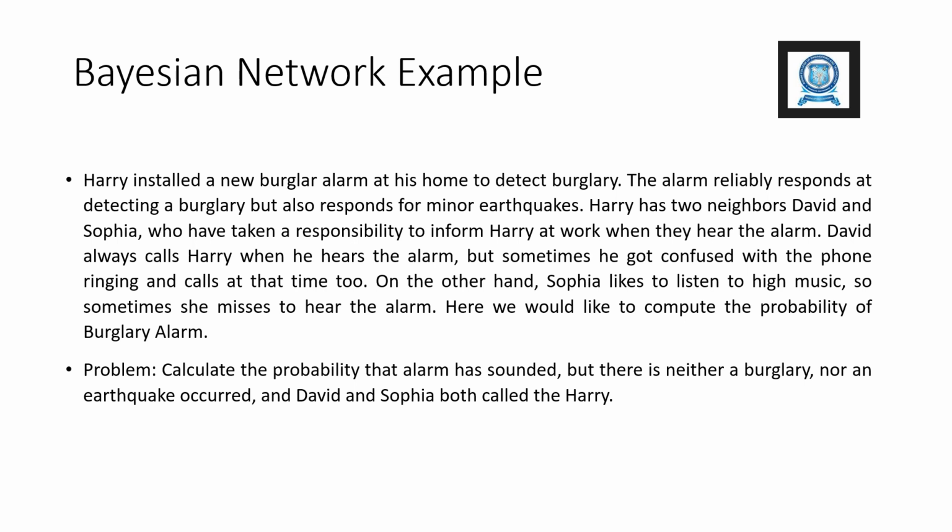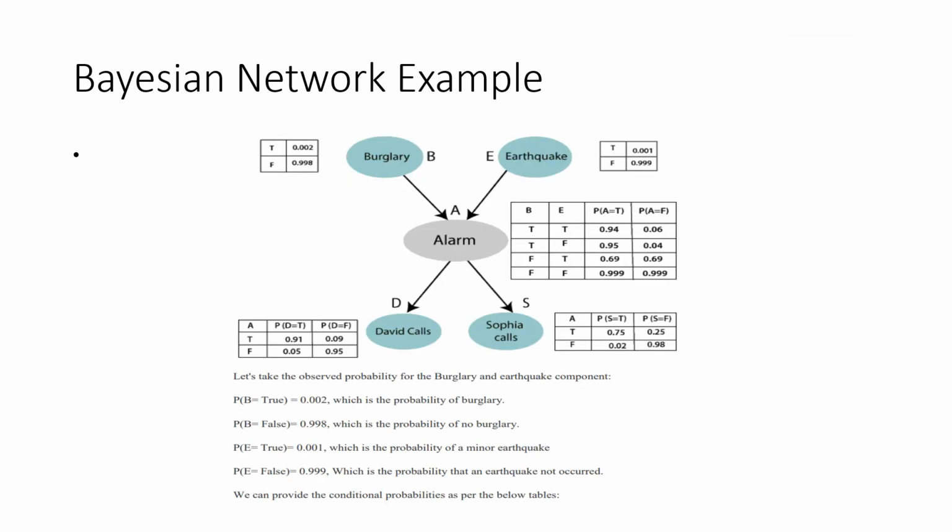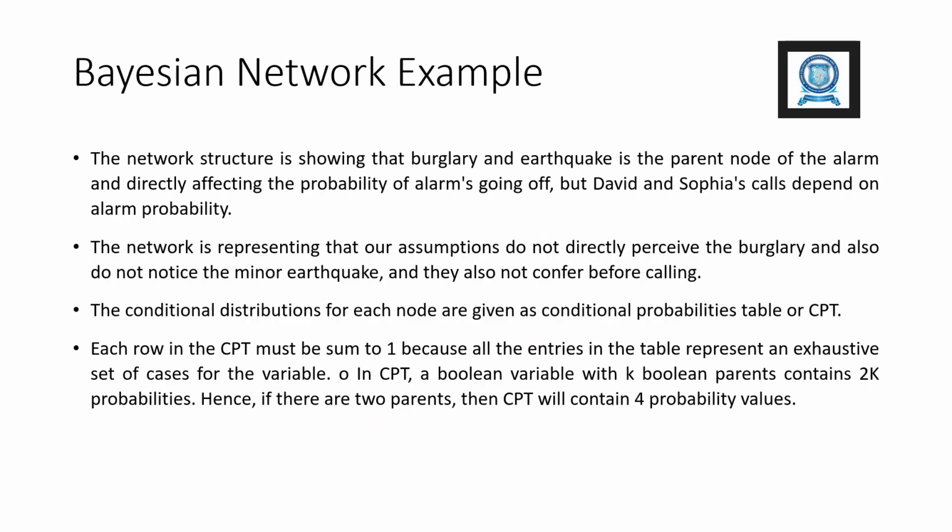Here we would like to compute the probability of the burglary alarm. The problem statement is: calculate the probability that the alarm has sounded, but there is neither a burglary nor an earthquake, and David and Sophia both call Harry. The network shows the Bayesian network for the above problem statement. Here the probabilities are calculated and shown.